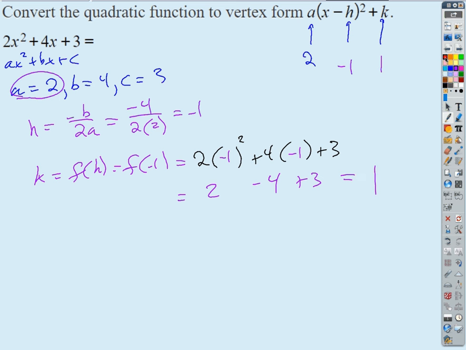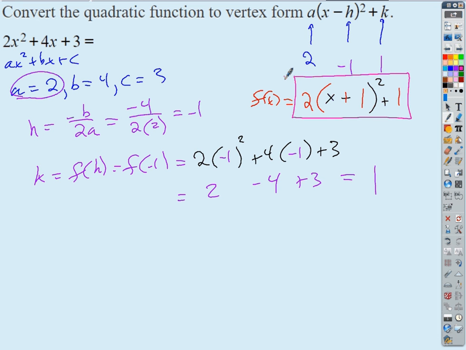Right, so then when I plug all that stuff in, what do I get? 2 times x minus... it's gonna be plus, isn't it? I'm gonna subtract -1, which makes it a +1 squared, plus 1, and there's our answer. Okay, no big, right.